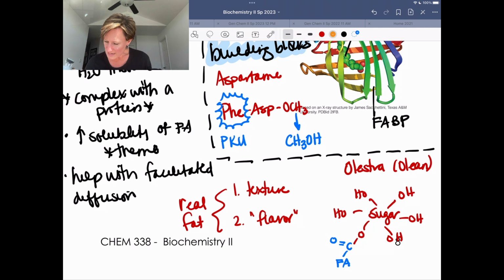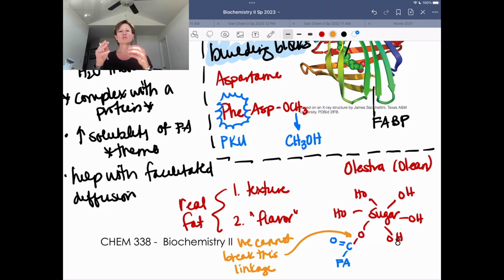We cannot break this linkage. Theme: if we've got molecules that we cannot break apart into their monomeric form, they are not going to be changed as they go through your GI tract. Yes, the bugs in your belly and your large intestine might try to have a stab at it, but they're largely going to have problems with it.